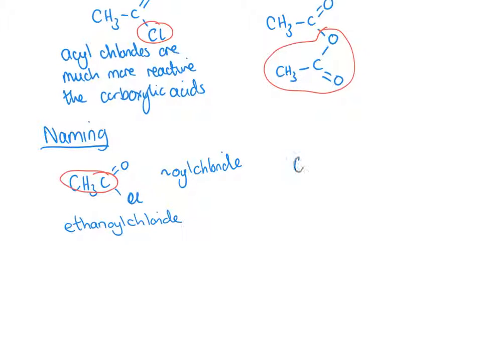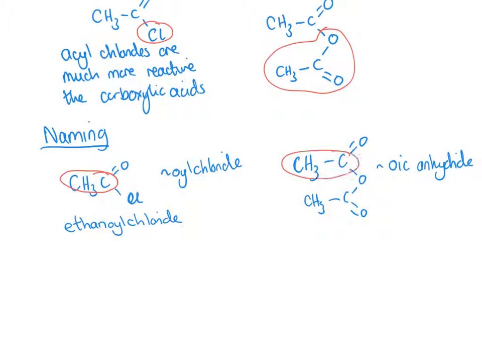Acid anhydrides are named oic anhydride. So we only need to worry about this top one. Both chains should be exactly the same, but if we look at the top one, then for this we've got ethanoic, because it's got 2 carbons, anhydride.